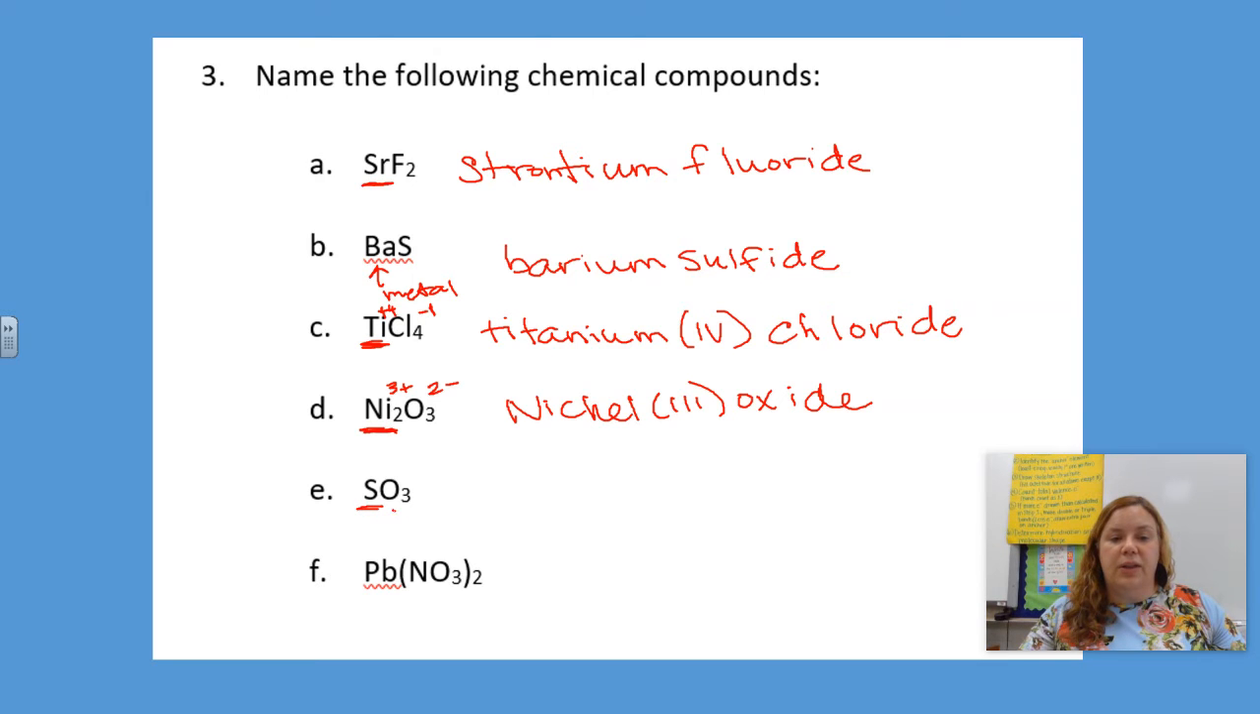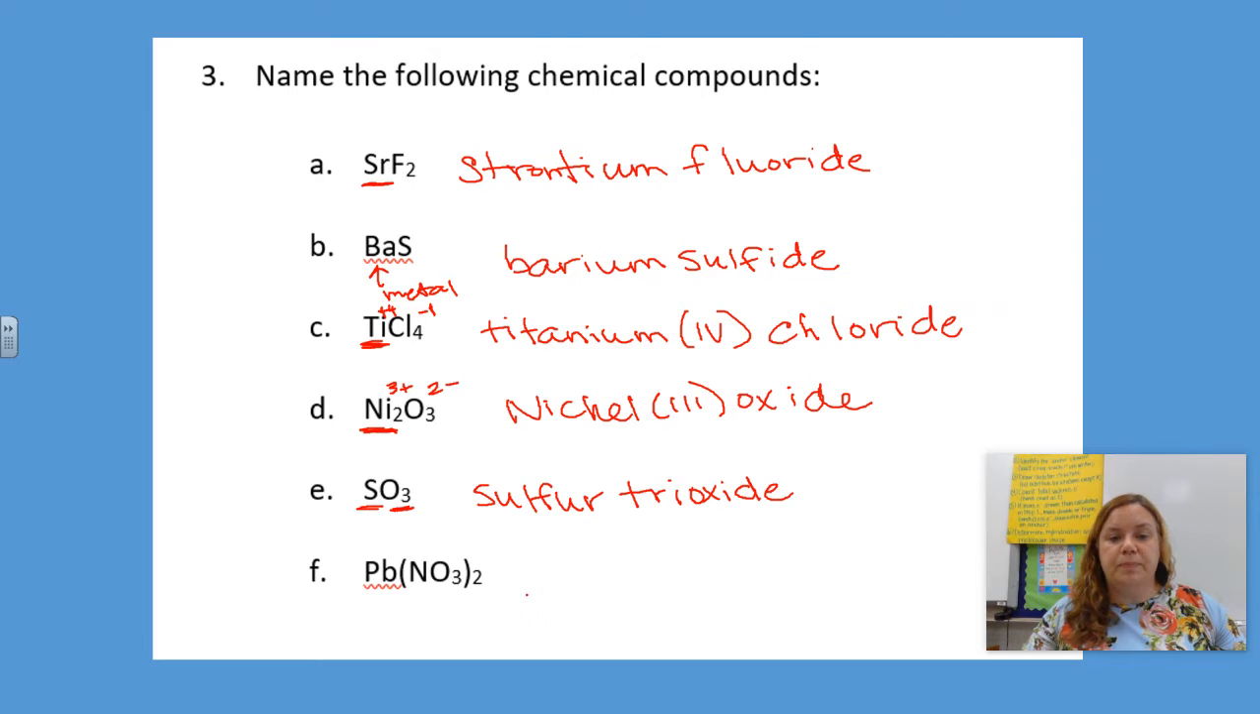Right here, a lot of people looked at this right away and they said, oh, it's sulfite. This isn't sulfite because it's not an ion. There's no charge up here. It is simply a covalent compound. And so we're going to name it sulfur. Remember, we don't say monosulfur. Sulfur trioxide. The reason why we don't say monosulfur is we don't use the prefix mono in the first word.